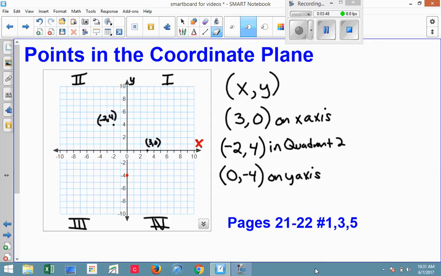Okay, so that's your refresher for how we plot points, or if points are already plotted, how we determine what the coordinates are. I'd like you now to try pages 21 and 22 in your packet, problems 1, 3, and 5.